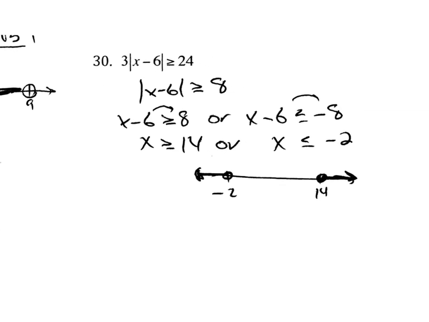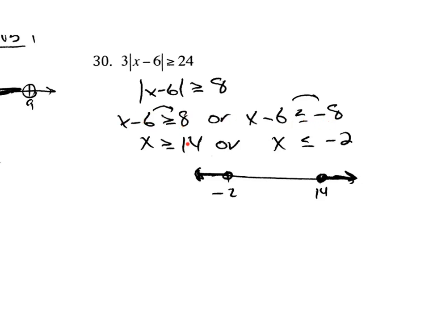Number 30. Same deal. 2 bars, 2 answers. You should get 2 answers. Now, this one's an "or" because it's greater than. Don't forget to divide by 3 first. Get rid of that. That's 8. When you get to this step, write it twice. X minus 6 is greater than 8 or less than negative 8.